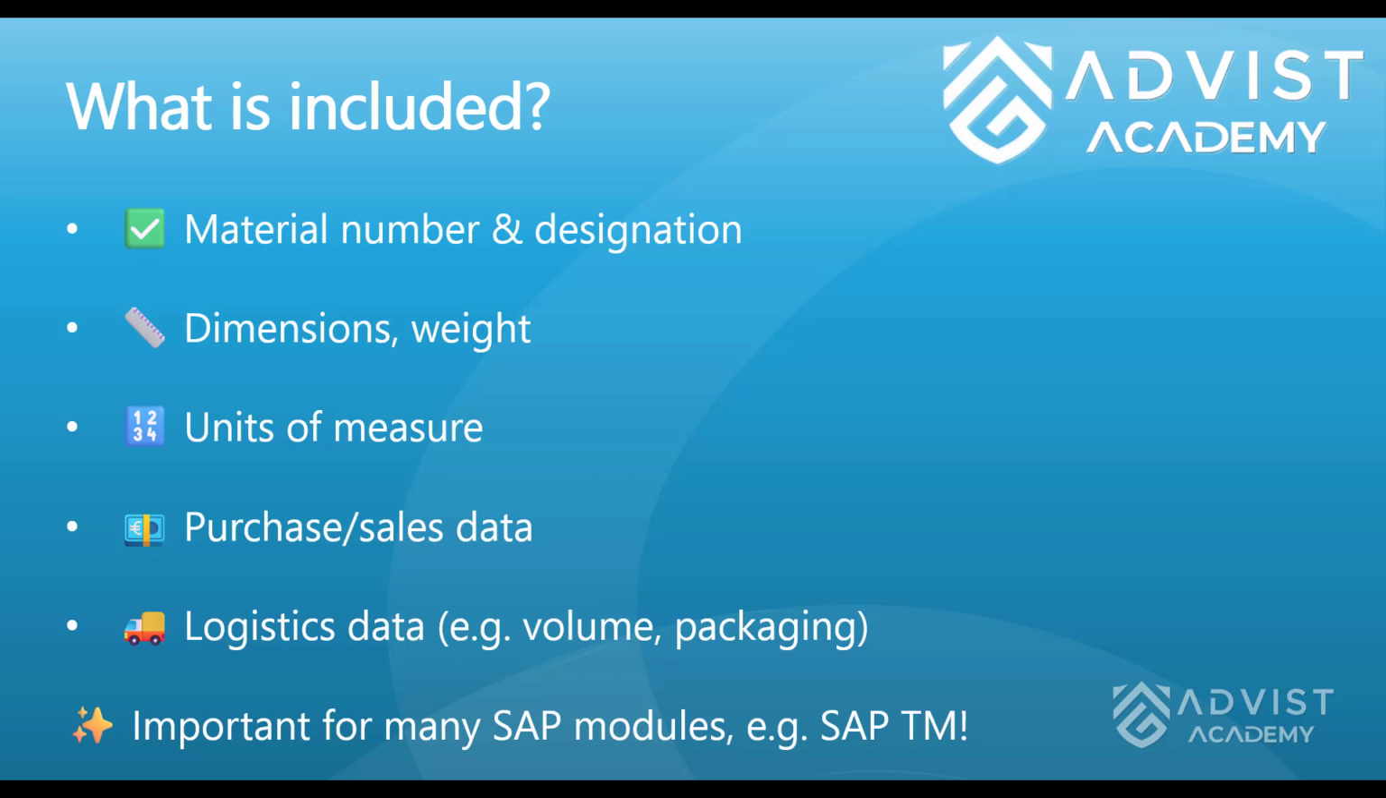This includes the material number, designation, units of measure, dimensions, weight, but also data relevant to purchasing or sales. In some scenarios, for example in conjunction with SAP TM, logistics-relevant data such as dimensions, volumes, or packaging units can also play an important role.